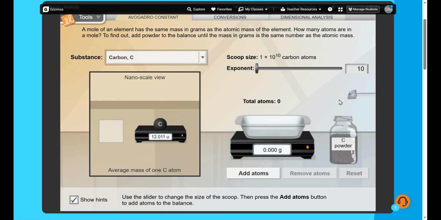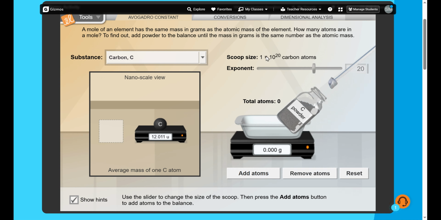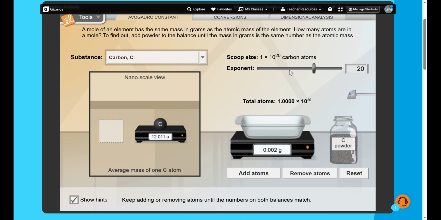On the right-hand side here, we have a scoop, we have a jar of carbon powder, and we have a regular scale. We can change the size of the scoop. Right now it's really small. It's 1 times 10 to 10 carbon atoms. We can change it to a moderate number, the scoop gets bigger, or to a really big number, and the scoop gets really large. We'll use a moderate number and add atoms, about 1 times 10 to 20 carbon atoms. And that is only 0.02 grams.